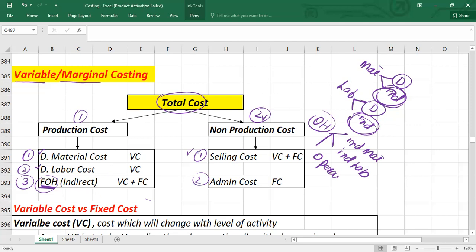Then guys, if you look here, I told you last time also in the last video, direct material cost is treated as variable cost, labor cost is also treated as variable, and in the factory overhead you could have variable cost or fixed cost.